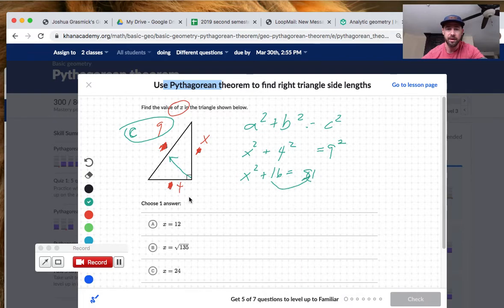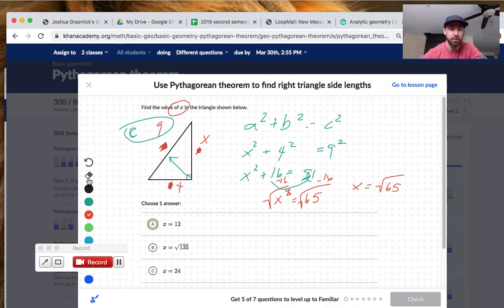We need to slide this 16 to the other side. In order to do that, let's subtract 16. And x squared equals whatever 81 minus 16 is. 65 maybe? Let's just say it's 65. Then you take the square root to get rid of the squared. So our answer would be x equals the square root of 65. I taught you how to break down the radical, but on the Khan Academy assignments, there's no breaking down of the radical. Your answer would just be x equals the square root of 65.